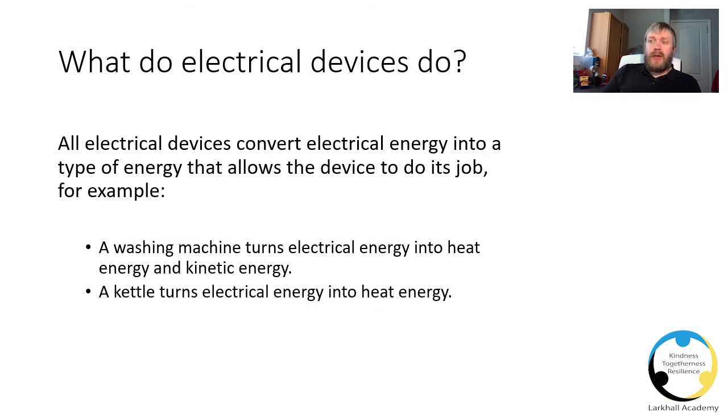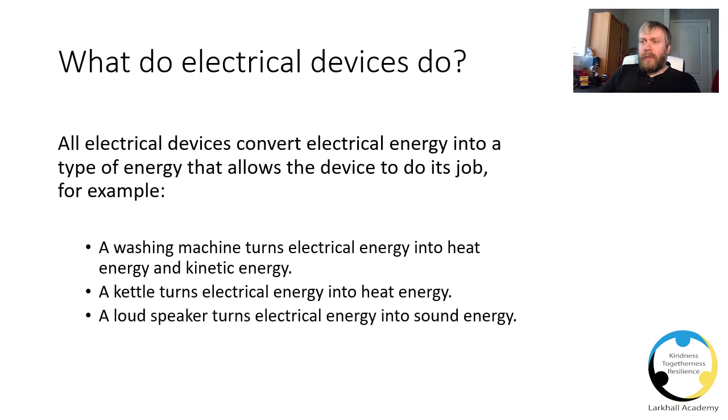But there's a lot of different energy transformations that are going to happen within a washing machine. Another example would be a kettle. So a kettle, obviously, we use to heat water. So that takes in the electrical energy and it converts it into heat energy, which is what we want. That's a great use for it. Third example, a loudspeaker. So it again takes in electrical energy, and this time it converts it into sound energy.